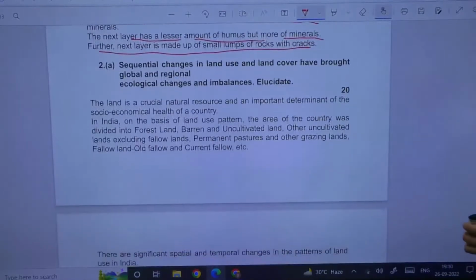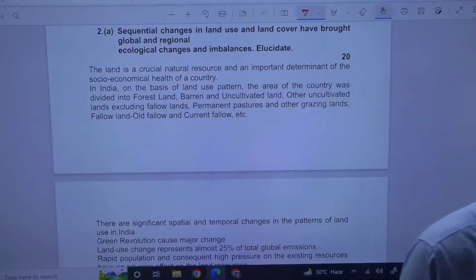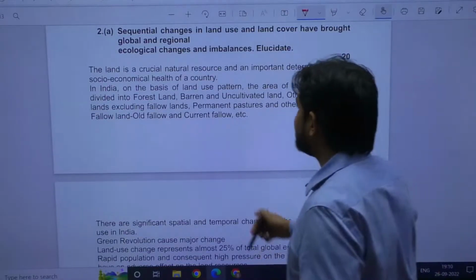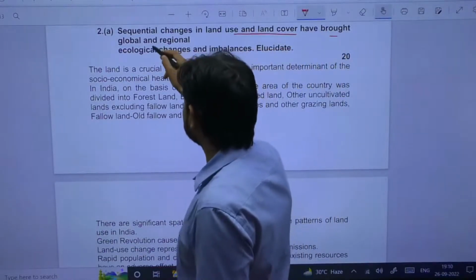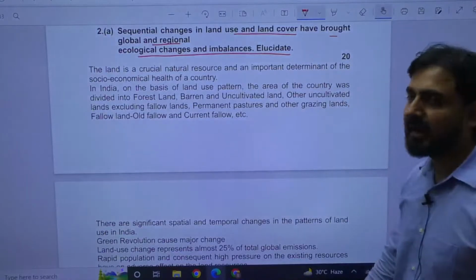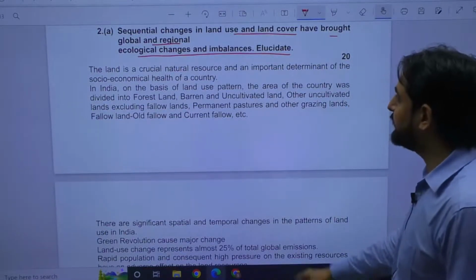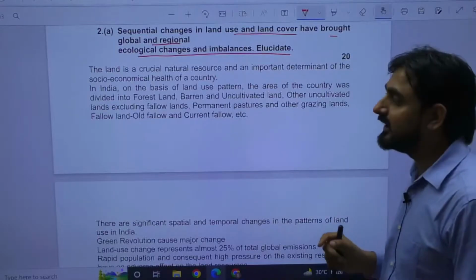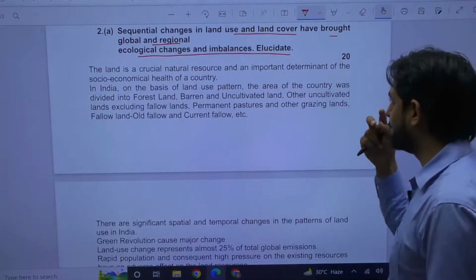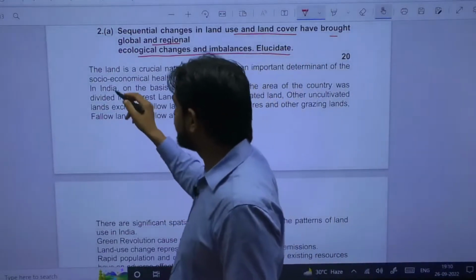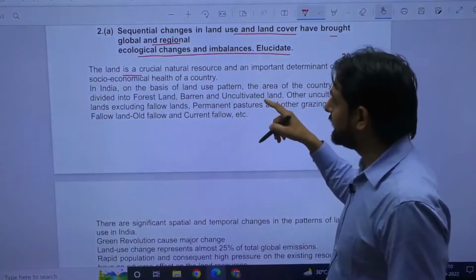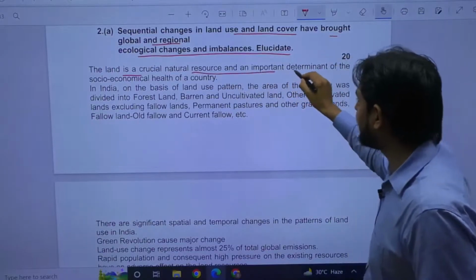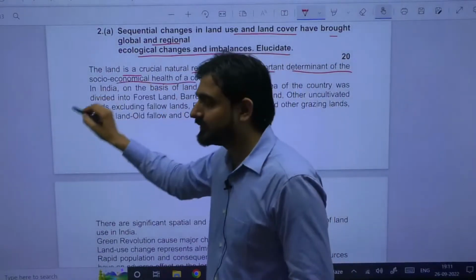Now question number 2. Sequential change in land use and land cover has brought global and regional ecological change and imbalances, you need to elucidate. So, what kind of sequential change in land use and land cover has brought the global or regional ecological change? So, you can define here that land is a crucial natural resource and an important determinant of the socio-economic health of the country.